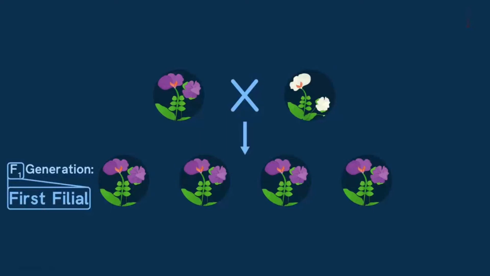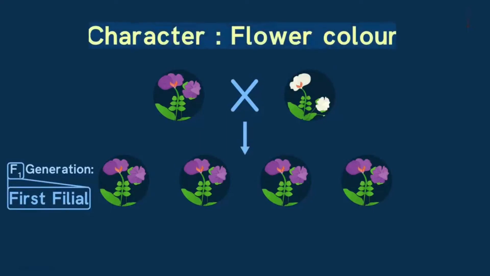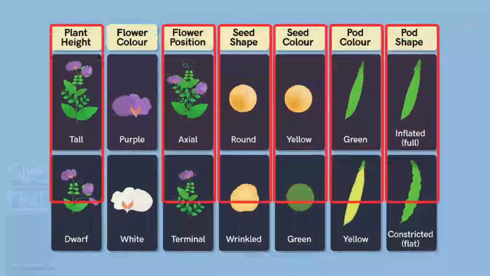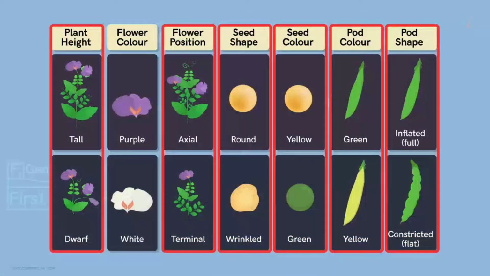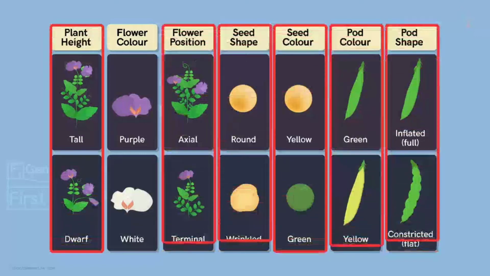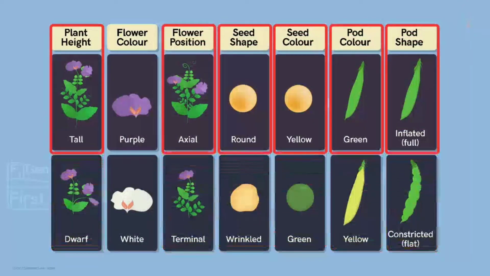In this case, he considered color of the flower as a character. Did he cross pea plants having other characters too? Yes, he considered all the other characters like plant height, seed color, and so on. And then he found that only one character is expressed in the F1 generation.